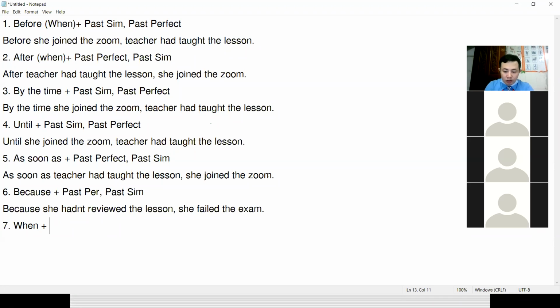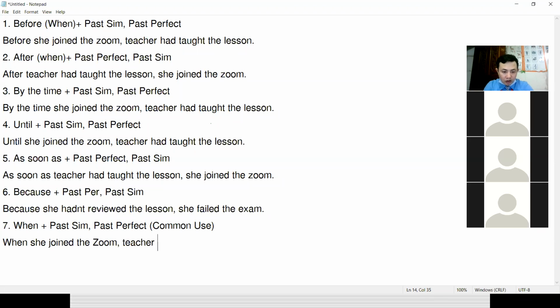Okay, so it mostly uses when with past simple, and then comma past perfect. Okay, but we can also use when with the past perfect as well. That's okay. But the common use of it is when plus past simple. You can write common use of it. Okay, so I can say when she joined the Zoom, teacher had taught the lesson. Okay, so this is talking about the keywords of the past simple and past perfect.